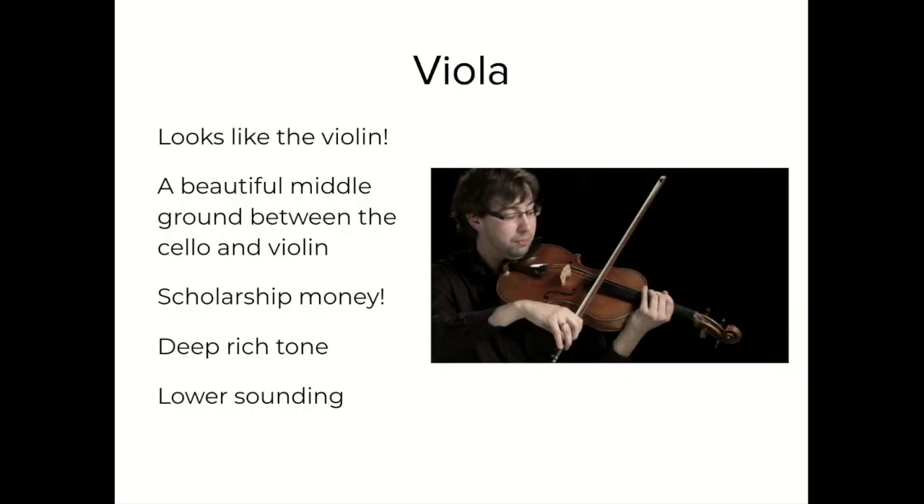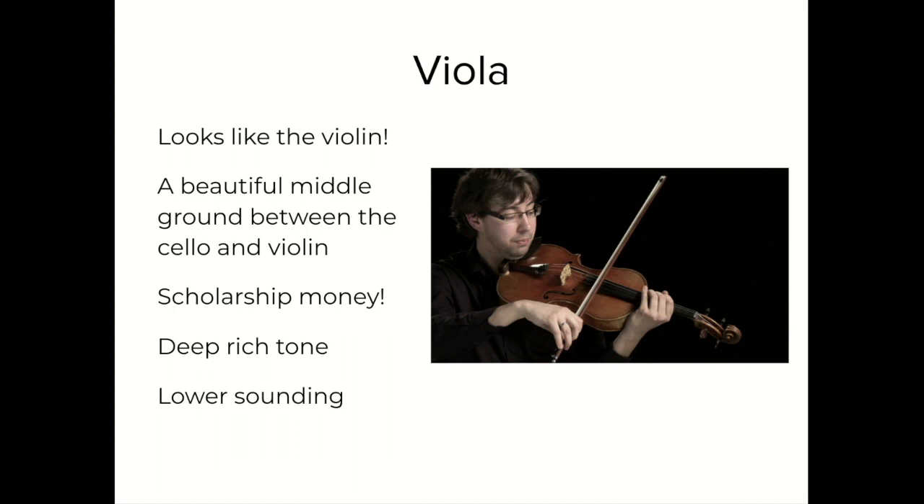The next instrument I would like to show you is the viola. And if you look at the picture of the viola on your screen, most of your friends might think that it looks like a violin, and you are correct. So what's the difference? The viola is larger than the violin, and as a result, it plays lower than the violin. If you were already convinced that you wanted to play the violin and nothing else, give this a chance. The viola is a beautiful middle ground between the cello and the violin.